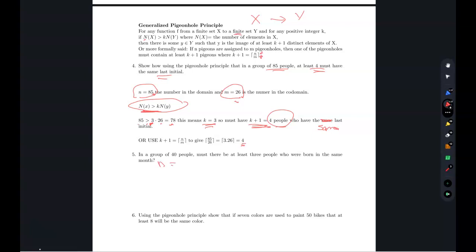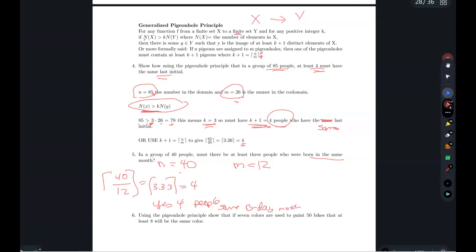All right, so let's look for the number in the domain. So that would be the n. So a group of 40 people. And the number in the codomain, what are we doing here? Born in the same month. So the m would be 12. So domain and codomain. So let's use the ceiling. So if I take the 40 divided by the 12, that gives me 3.33. And so the ceiling of that would be 4. So yes, 4 people have the same birthday month.